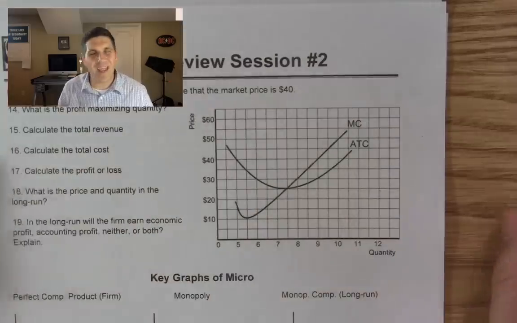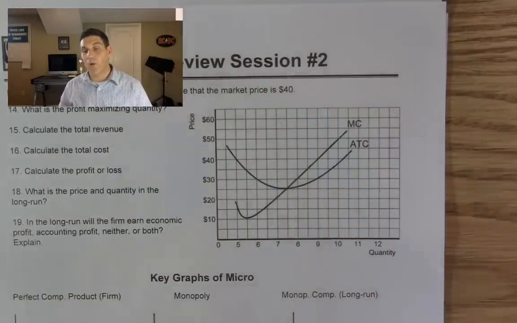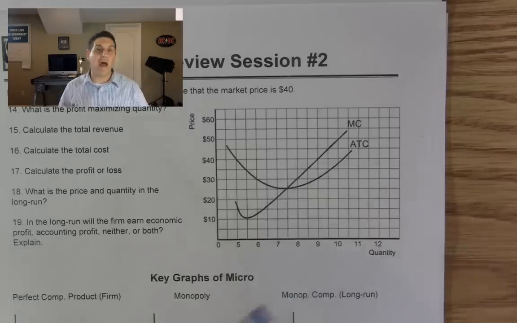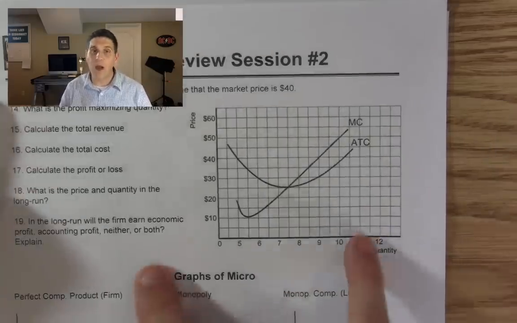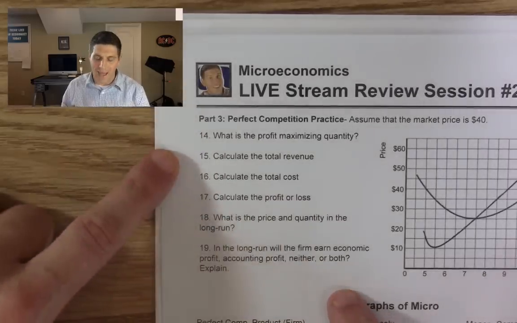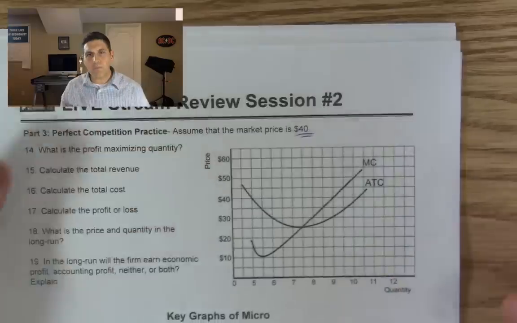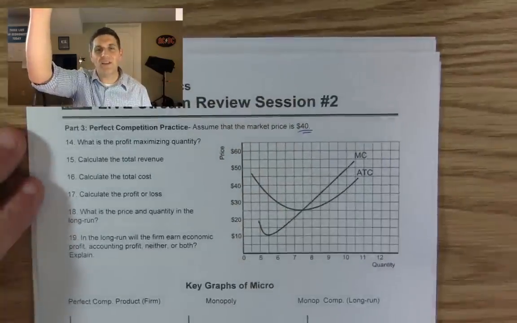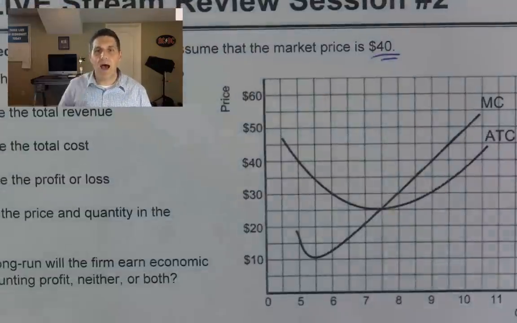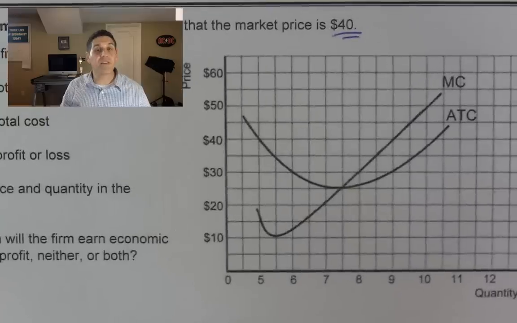So you're really just doing the same skill over and over again. Do you understand where MR equals MC? Do you understand how to calculate the area of profit? And that's what we're working on right here. That's what you're going to be asked. Okay, the question first of all starts out by saying, assume the market price is 40. Now, as far as I remember, they haven't done this in the free responses before.